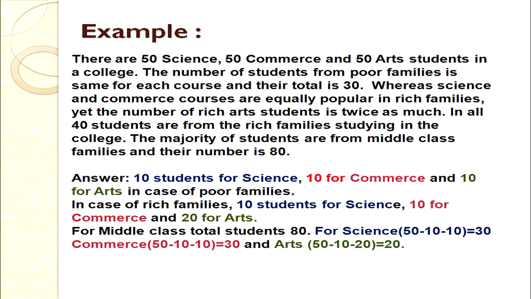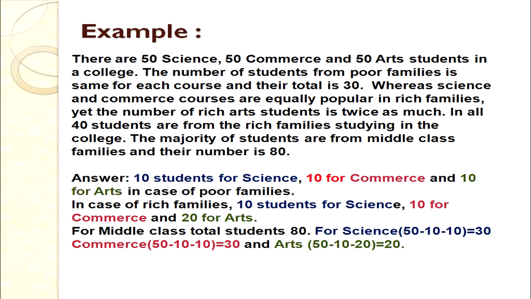Now, in case of rich families, they have written, whereas science and commerce courses are equally popular in rich families, yet the number of rich art students is twice as much. How many students are there? 40 students. So, if I want to make arts twice and make commerce and science equal, then it would be 10 for commerce, 10 for science and 20 for arts. So, from this line we have divided the information into different categories.